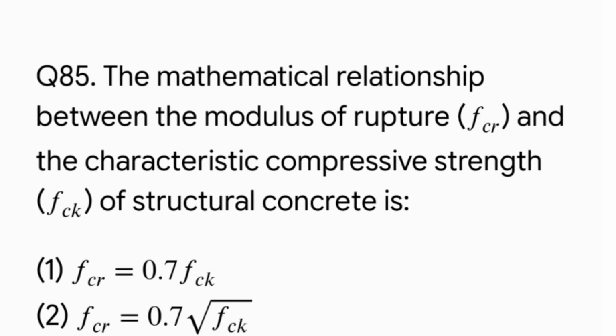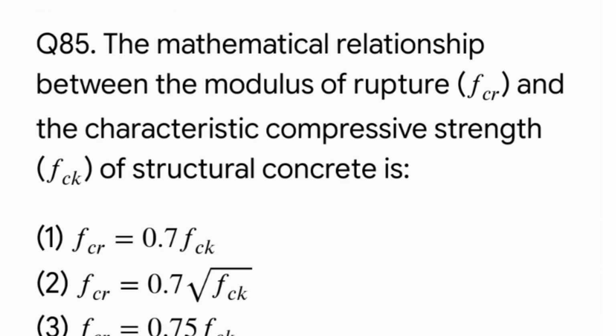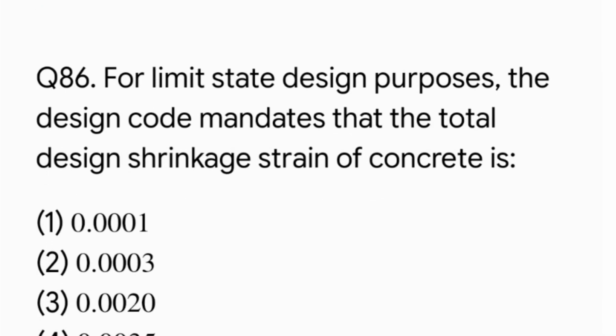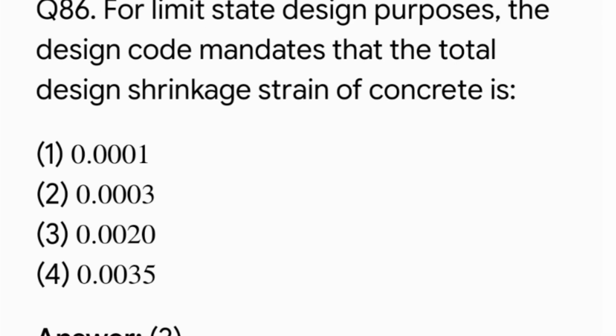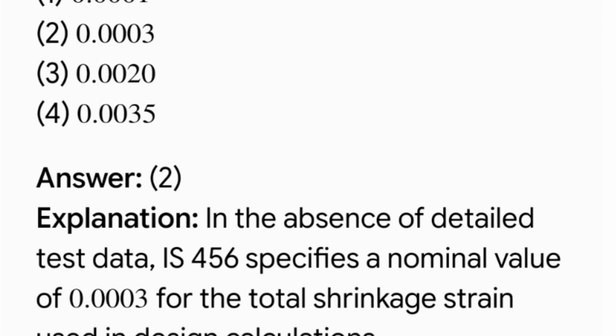Next question. The material relationship between the modulus of rupture and the characteristic compressive strength of structural concrete is, correct answer option 2, fcr equals 0.7 root of fck. Next question. For limited design purposes, the design code mandates the total design shrinkage strain of concrete is, correct answer option 2, 0.0003.